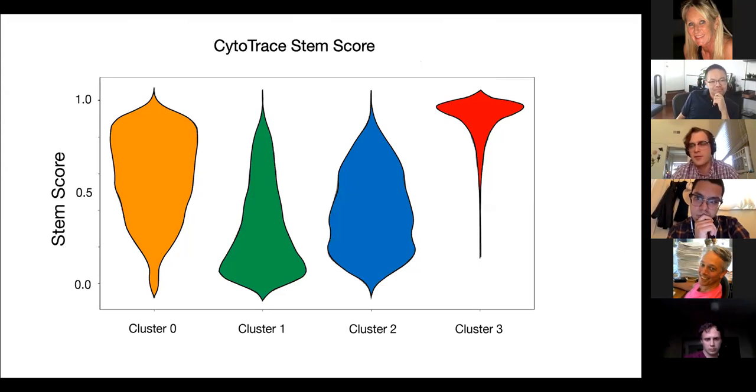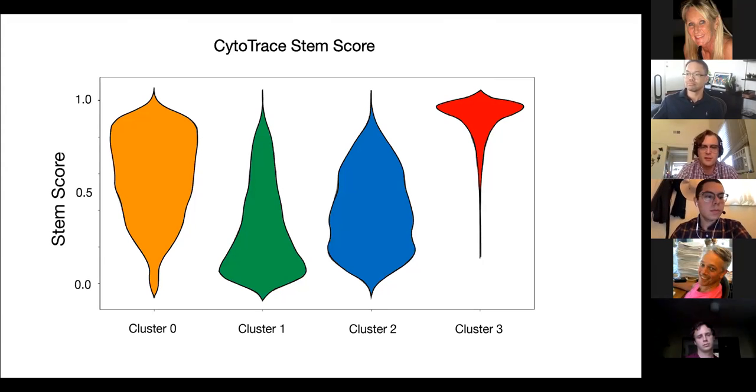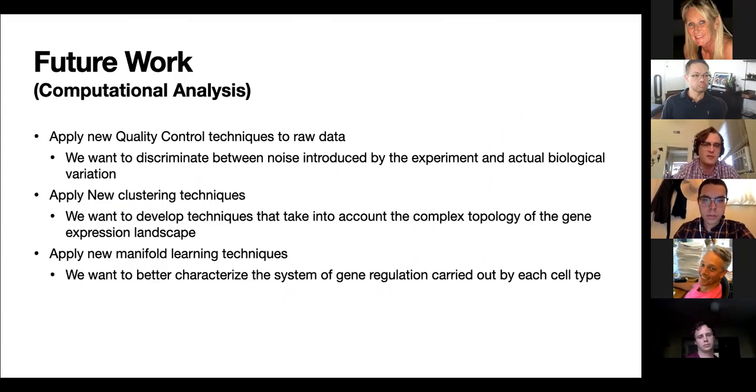And that led us to our next step, which was we used a tool from Stanford called Cytotrace. And this tool is trained on stem cells, and it gives a score between 0 and 1, with 1 being the most stem-like and 0 being the least stem-like. And we found that in our cluster that differed the most, the probability of this algorithm finding that these were stem cells was much higher than in the others. And so our working hypothesis is that these cells are some type of proliferative cell that is more proliferative than cancer cells on average, but we still have a lot of work to do.